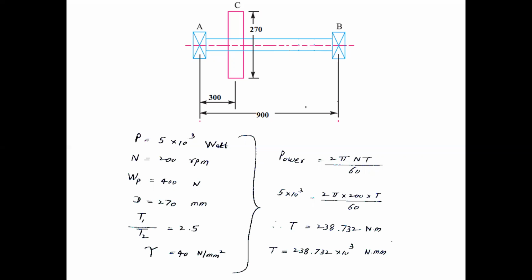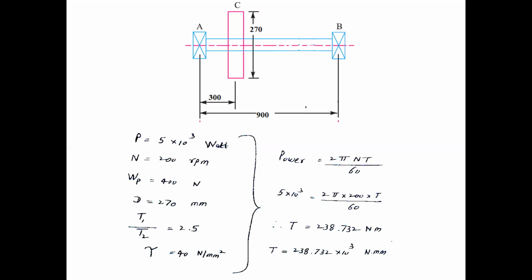Now look at the data given. The power is 5 kilowatt. So 5 kilowatt means 5 into 10 power of 3 watts. The speed of 200 rpm is given. Then the weight of the pulley is given as 400 newtons. The diameter of the pulley is 270 mm.